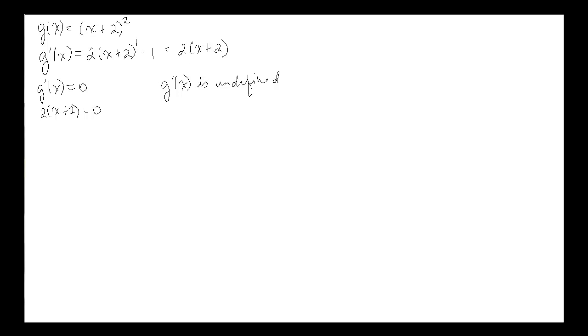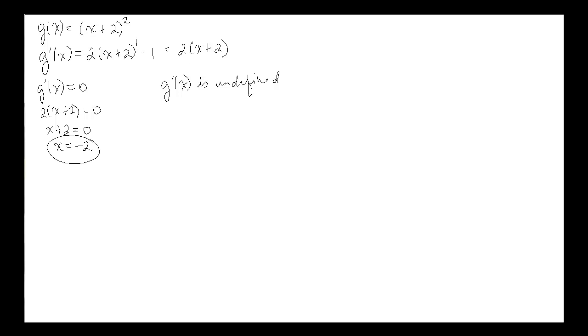That means when 2 times x plus 2 is 0. Well, 2 can't be equal to 0, right? We have two numbers being multiplied, and their product is 0. That means one of those numbers has to be 0. Well, 2 obviously isn't 0, so that means x plus 2 has to be 0. So that means x has to be negative 2. And is our function g defined at negative 2? Sure. Negative 2 plus 2 is 0. 0 squared is 0. That works. So here's one critical number.